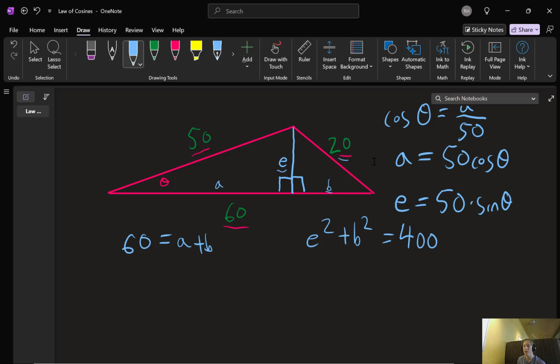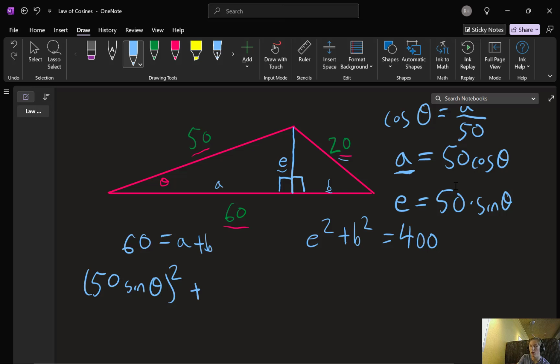And now we can substitute in the values that we have. We know that E is equal to 50 times sine of theta, so we can plug that in. So 50 times sine of theta, squared, plus B squared, which we can solve for, since we need to solve this for theta. So let's get B squared, so then on the next step we can plug in A.